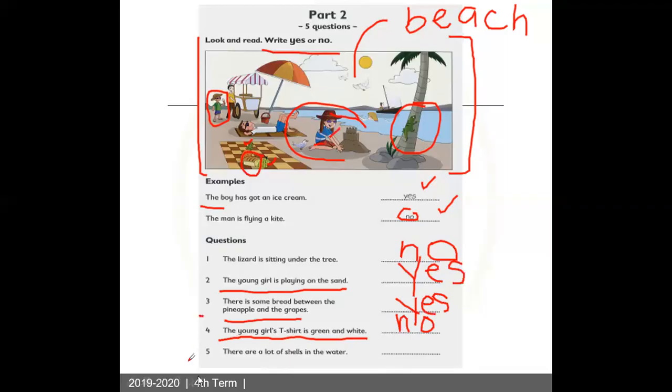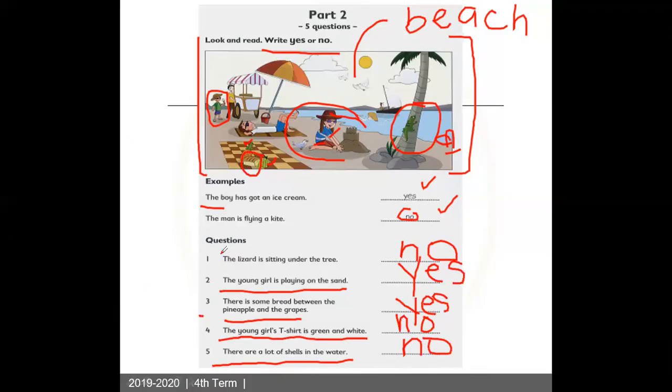Okay, let's move on to number 5. There are a lot of shells in the water. So where are the shells in the water? Let's see. Can you see shells? No, I can't see shells. So let's say no. Okay, no shells. We learned shells in our previous class, right? Like seashells. There are no shells here. Okay, so let's move on.